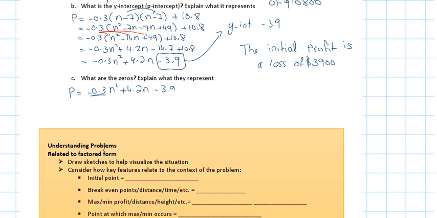So can I divide all the terms? So if I divide 4.2 by 0.3, do I get a whole number? Can you try that for me? 4.2 divided by 0.3. Do you get a whole number? You get a whole number, right? How about if you divide 3.9 by 0.3?